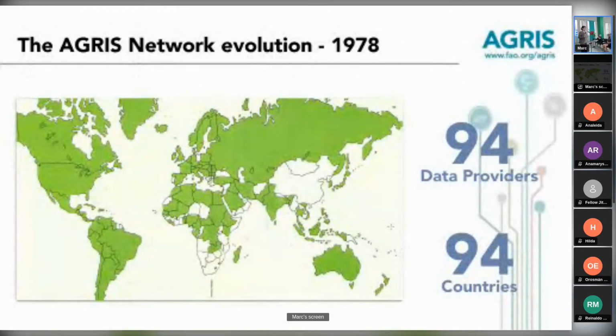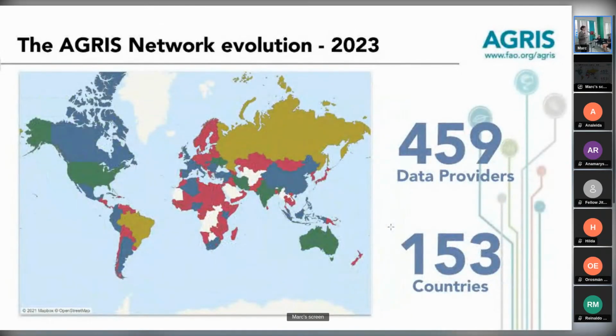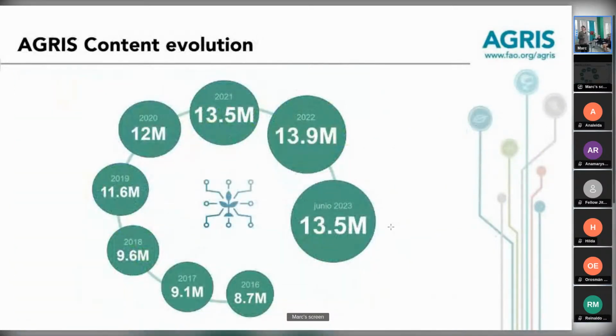In 1978, which is the first directory that we published, there were 94 data providers in 94 countries because the relationship was one-to-one, one data provider to one country. Nowadays, we have, as I said, 459 data providers, representing 153 countries. We have been working very hard during the last years to harvest lots of content, and we moved from 8.7 million in 2016, when I got the program, to nowadays 13.5 million.